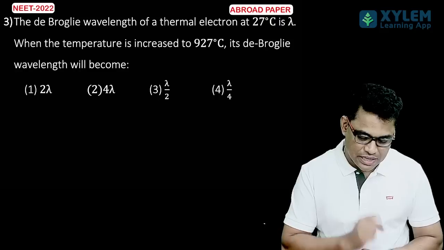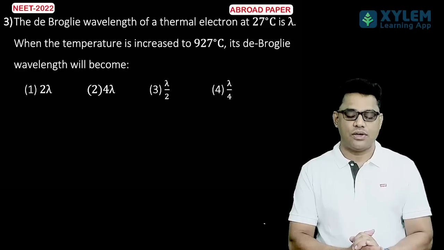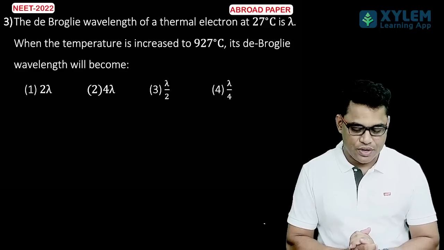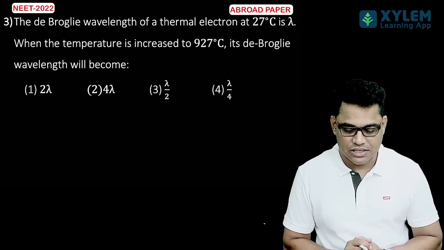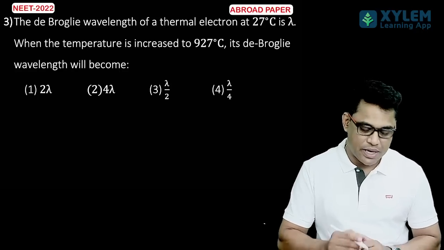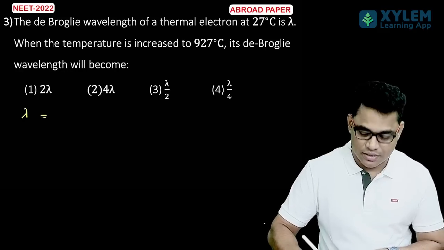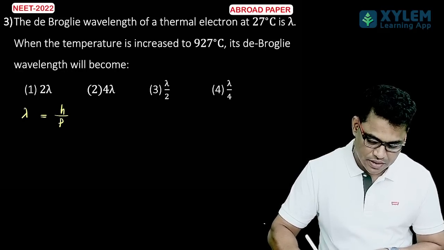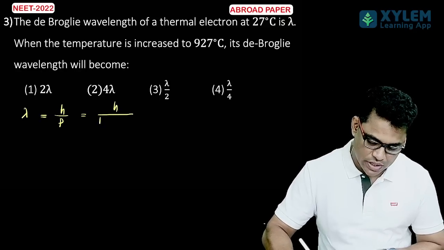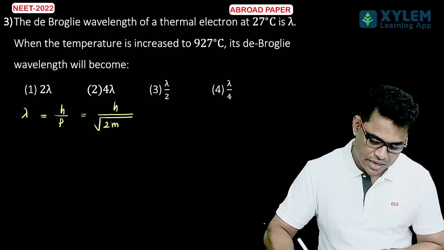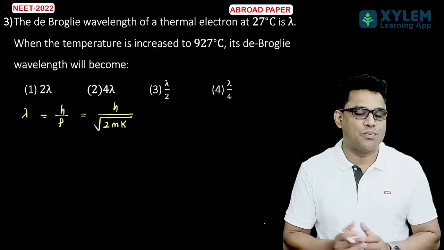Go for the third question. The de Broglie wavelength of thermal electron at 27 degrees Celsius is lambda. When the temperature is increased to 927 degrees Celsius, the de Broglie wavelength will become. What is the de Broglie wavelength of a matter particle? That is h by p. P can be written in terms of kinetic energy as root 2mK. Electron here will behave just like gas molecules.